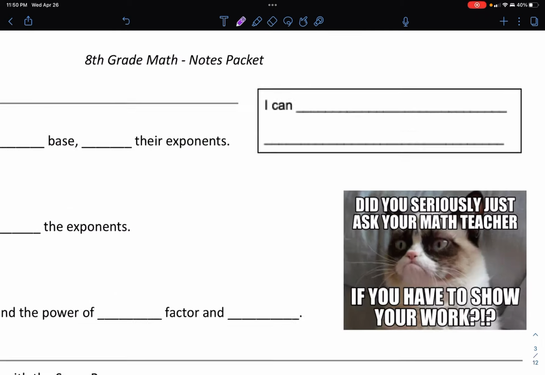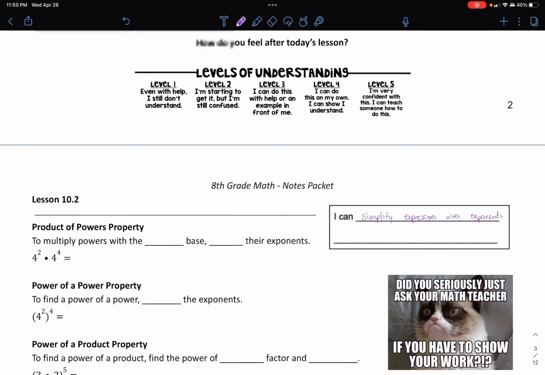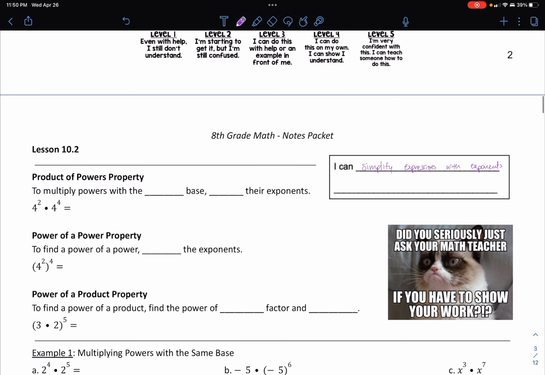So today's lesson is going to be: I can simplify expressions with exponents. Yesterday we dealt with evaluating expressions with exponents. Now we're going to talk about how to simplify them. There are three different rules or properties that we will talk about in this lesson.